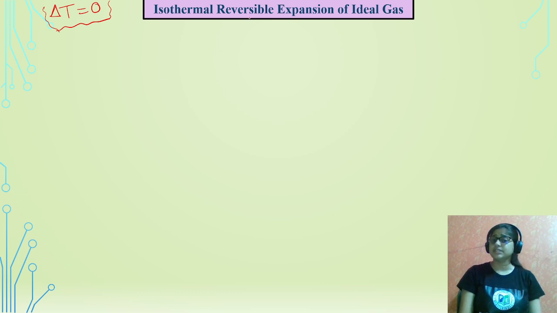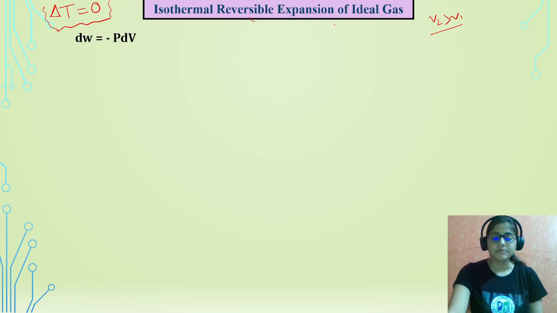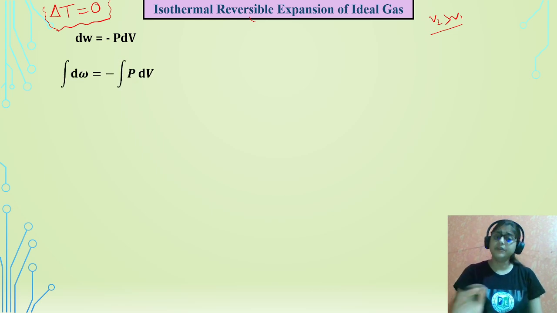Reversible means the change is very slow, right? Expansion means V1 to V2. If there is a volume change, then V2 will be greater than V1. Fine. And we are taking an ideal gas for now. Okay, let's see. dW we know is minus PdV. So we have to integrate it to find the actual work value. We actually want that, right?